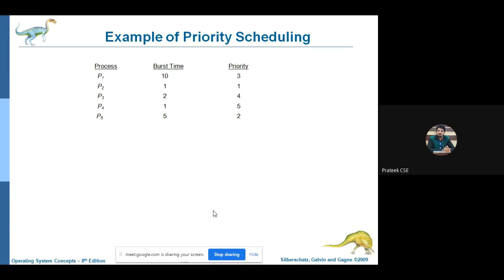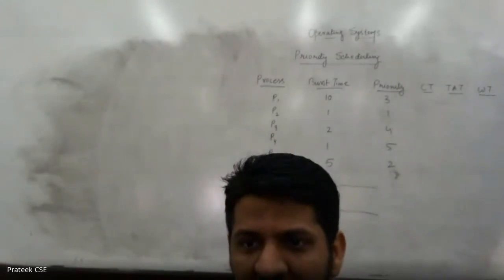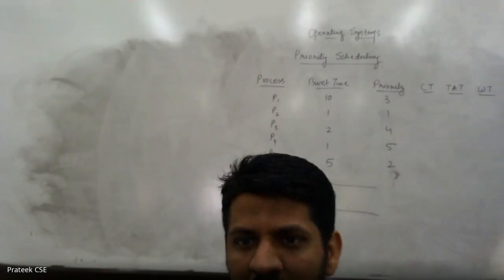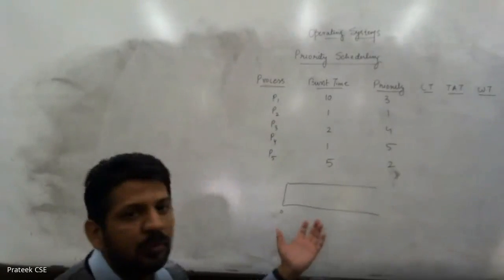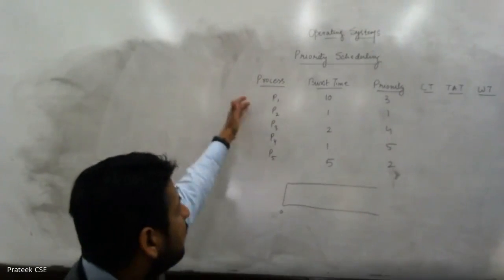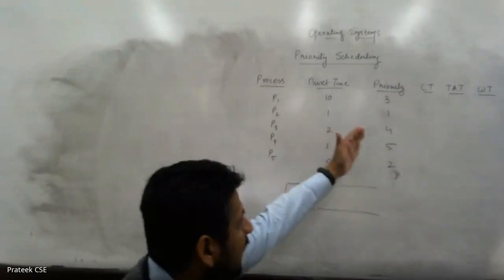I am here on the blackboard just sharing this numerical. I'm just solving it for you, and now I hope all of you can also make the Gantt chart according to the given problem. You have learned how to make the Gantt chart. So this is the problem. As you can see, we have 5 processes, their burst time and their priority.